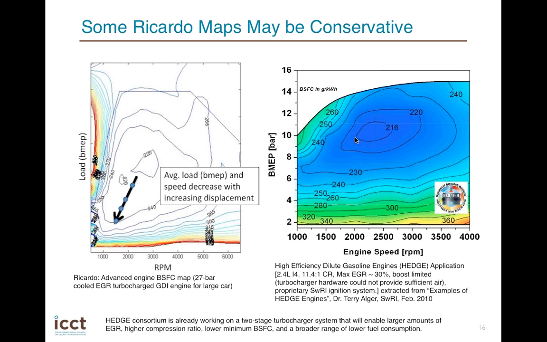This was the HEDGE Consortium's first concept with a single stage turbocharger. And you can see that the best fuel consumption for Ricardo was 225 grams, and for the HEDGE it was significantly lower at 216 grams. Now the HEDGE does fall off faster as you move away from that best point, but overall it appears that the map that Ricardo used was not as good as this 2010 concept, and Southwest and the HEDGE consortium are already moving on to more advanced concepts with even better fuel consumption.